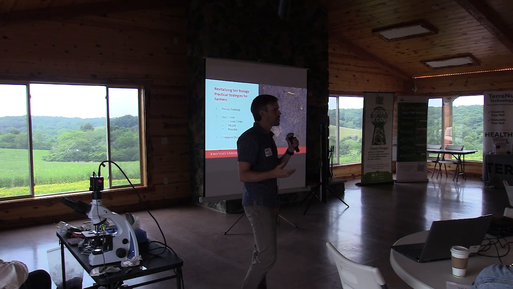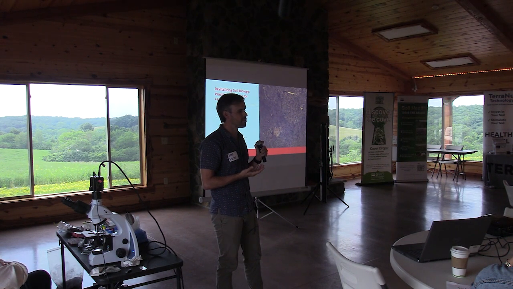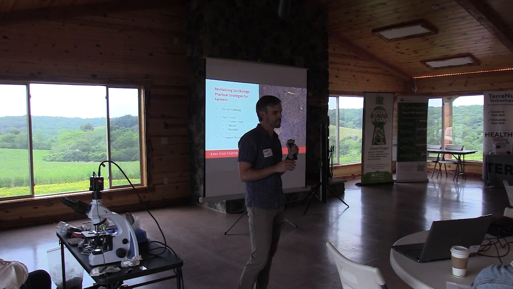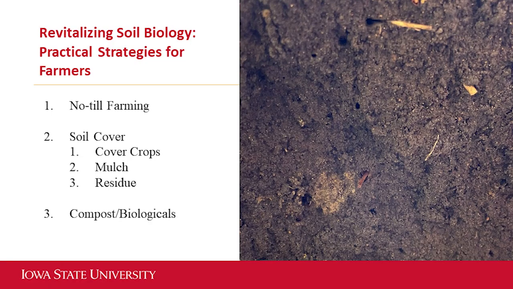So we know that soil biology is really important for nutrient cycling and nutrient uptake and plant disease resistance. So what are some of the ways that we can actually make changes that help promote soil biology in this diverse soil community? If you think about it, it's really about food, shelter, and water for the microbes. Ways that we can enhance those three things are through no-till farming, soil cover, whether that's cover crops, or if you're a small vegetable producer, it might be mulch or leaving residue behind, and then adding compost or biologicals.